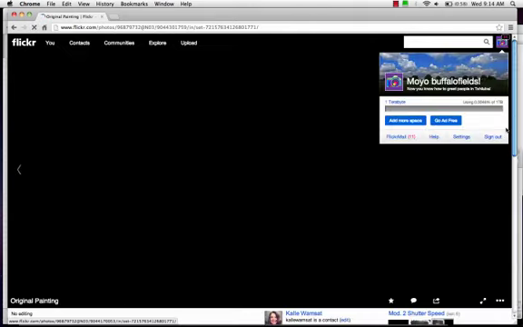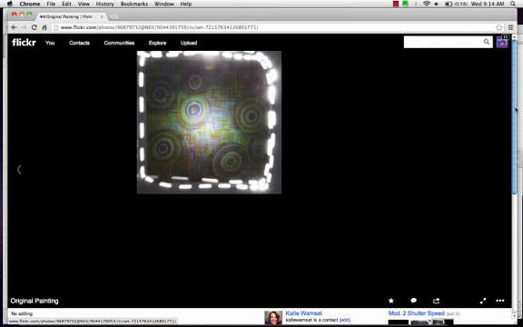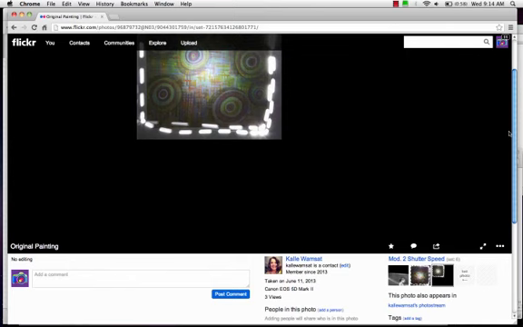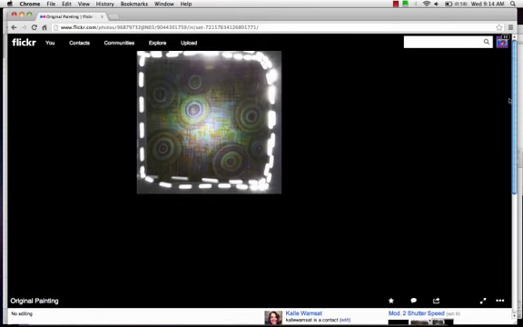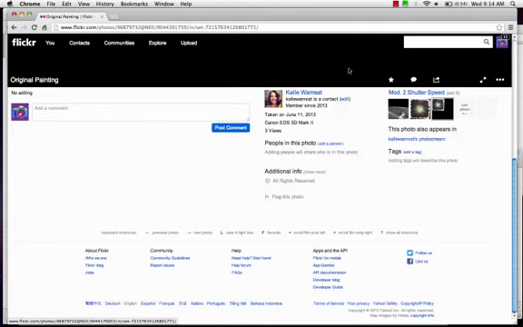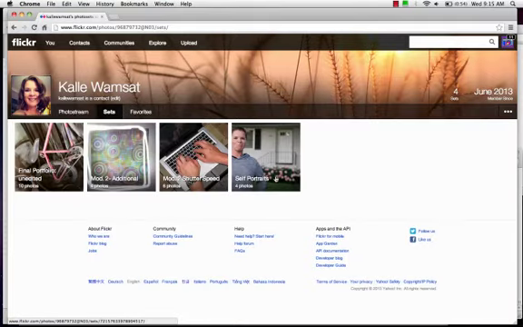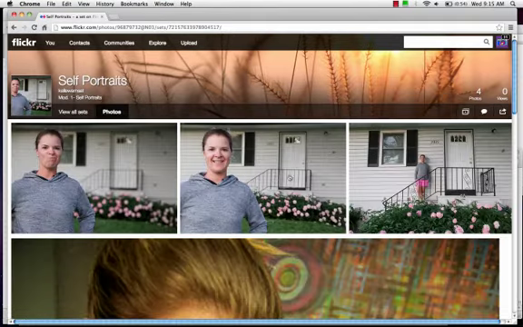Let's see what else we have. Is that all? Get all those for shutter speed. Okay. All right. Well, let's go look at our next portfolio. Let's see. I'm still winding my way through the new Flickr layout.